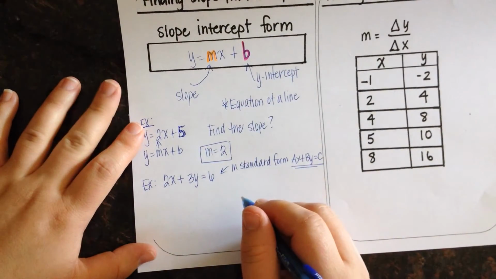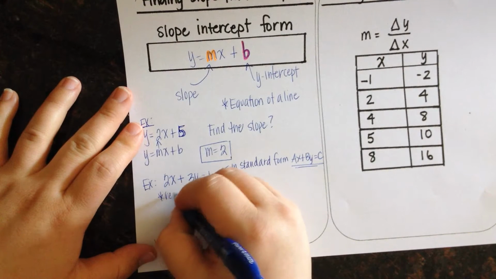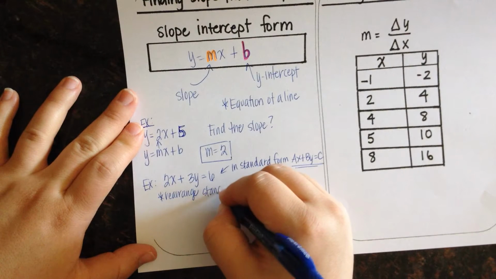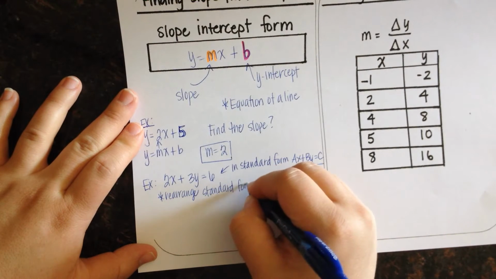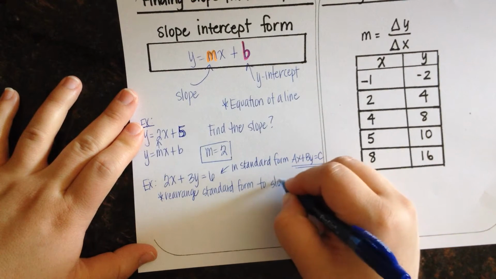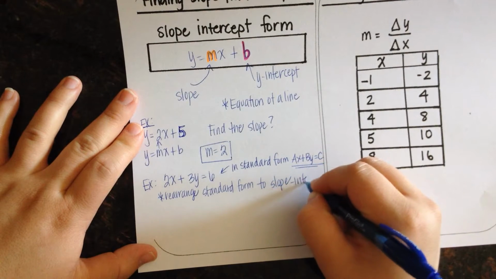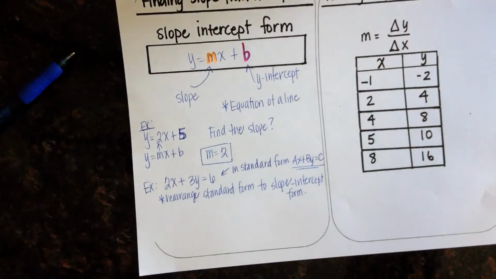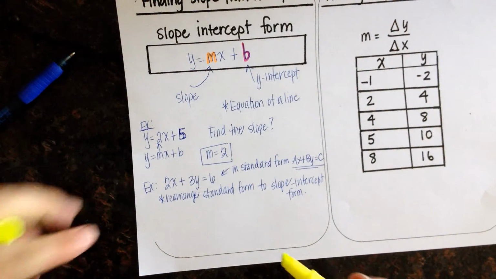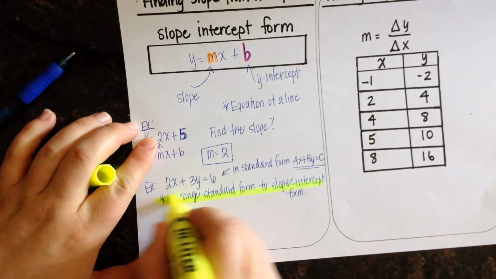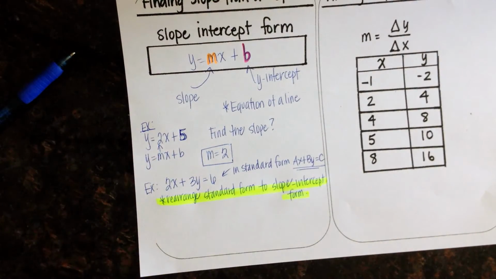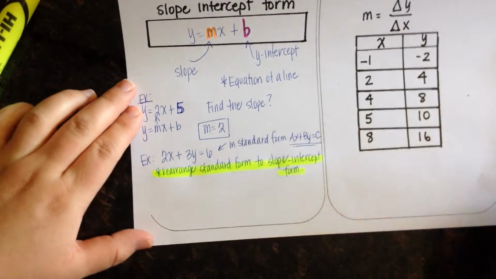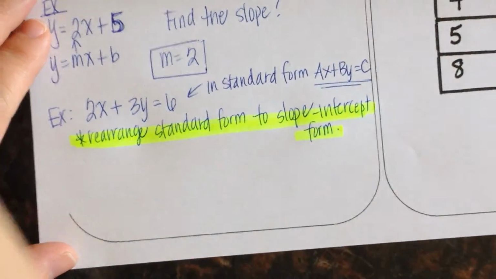What you need to do first is rearrange standard form to slope-intercept form. Okay, and I'm going to highlight that because it's very, very important. If you're wanting to just look at the formula and determine slope, we can rearrange this to slope-intercept form. So let's do that real quick.